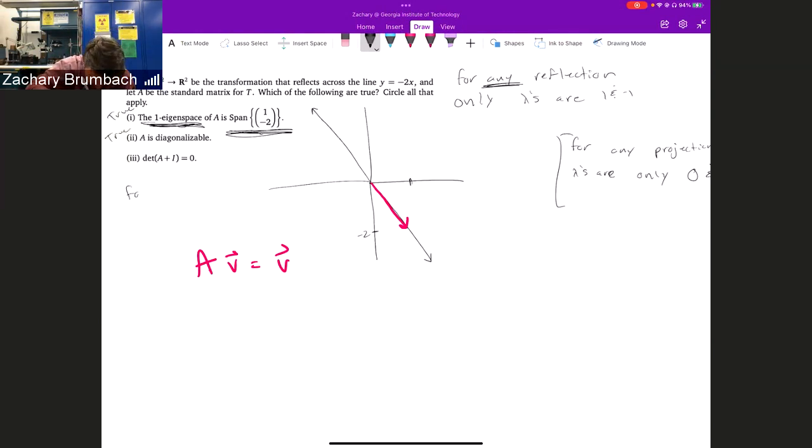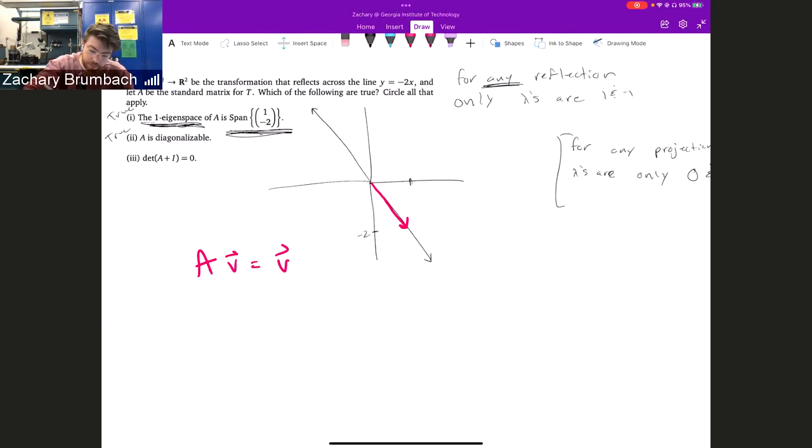Because for each lambda, there is an eigenvector. Okay. So we have a multiplicity of 1 in both cases here, and they each have an eigenvector. So in all cases, our algebraic and geometric multiplicities are equal. All right.